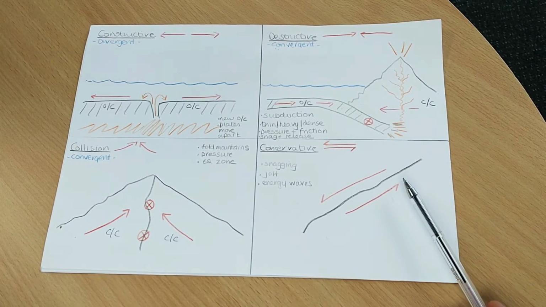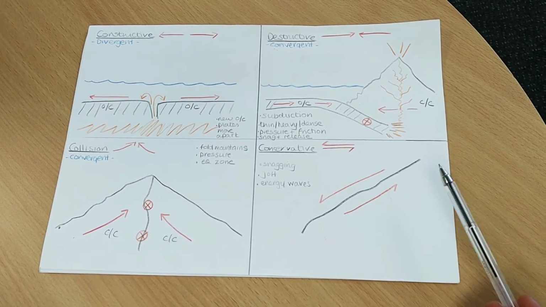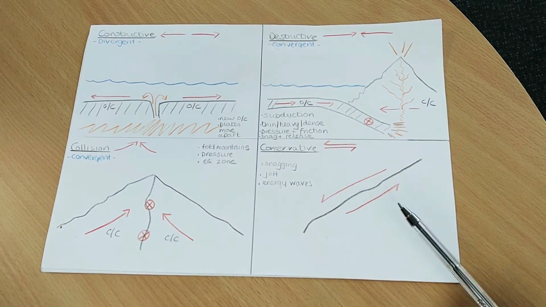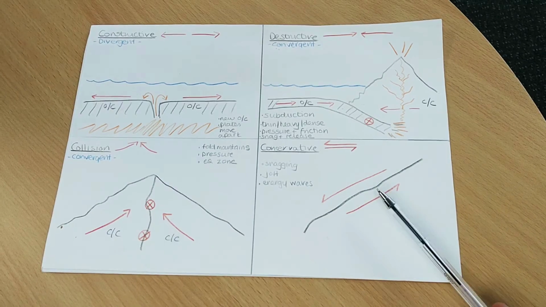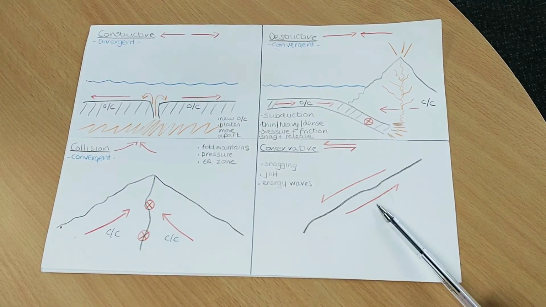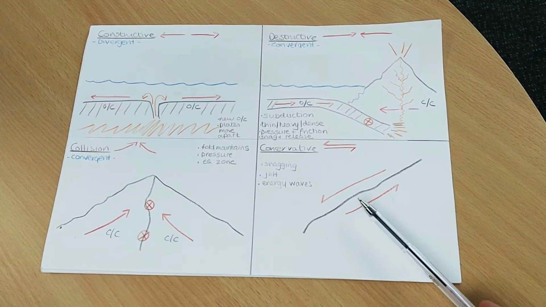It will build up pressure, and then suddenly at some point those two plates will move past each other, and that is where our energy is released and we get our earthquake. So again, this is a very, very active zone. The conservative zone is very active, and it produces very, very destructive earthquakes.